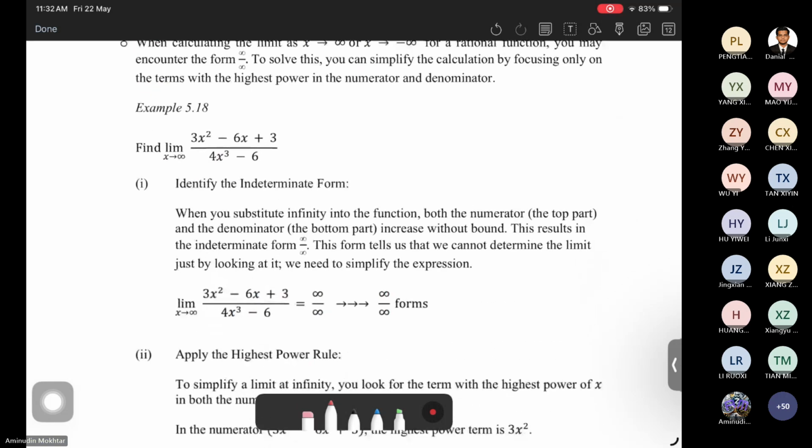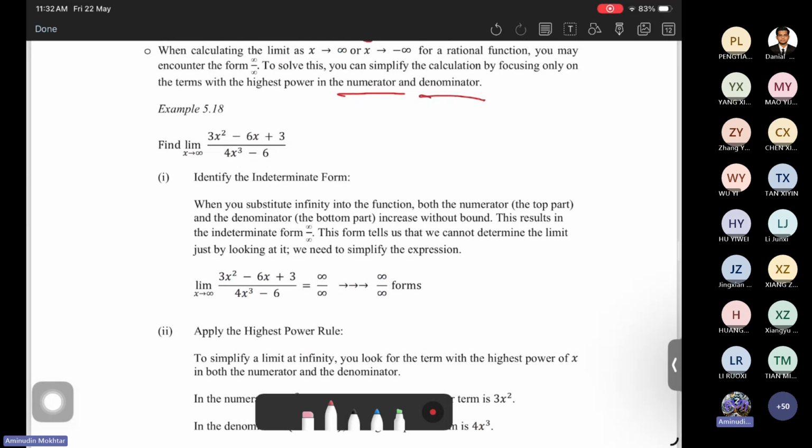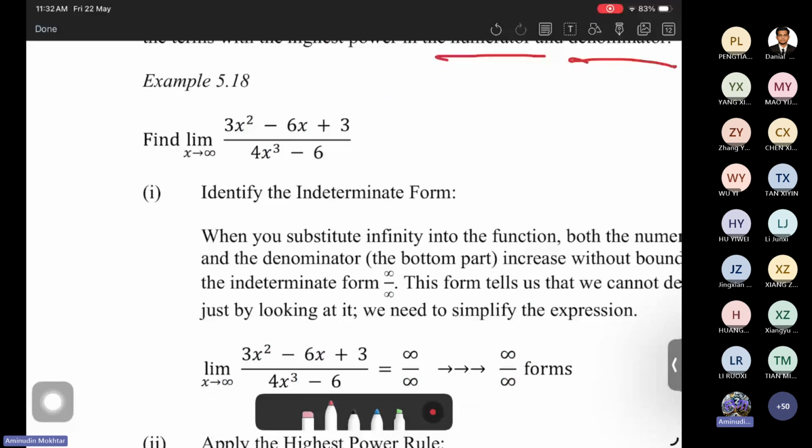For example, example 5.1c, I share with you step by step how to solve this situation. Let's say we have this rational function, 3x squared minus 6x plus 3 divided by 4x to the power of 3 minus 6. Now we need to find the limit when x approaches infinity.